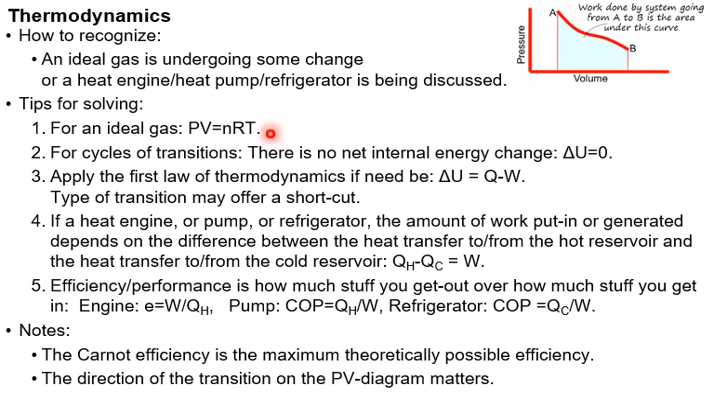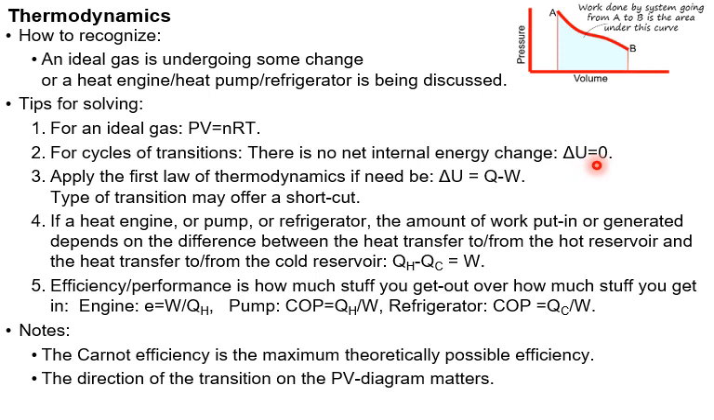So things to keep in mind: PV is equal to nRT. Pressure of the gas times the volume of the gas is equal to the number of moles times the ideal gas constant times the temperature. So if your temperature changes, you can figure out how the pressure has changed, for instance. If you have something like a heat engine or a refrigerator or a pump, this operates in a cycle. And keep in mind that means that there's no net internal energy change. Delta U is equal to 0.